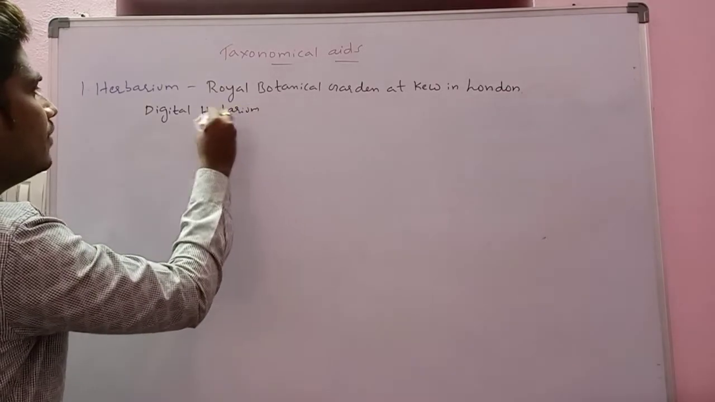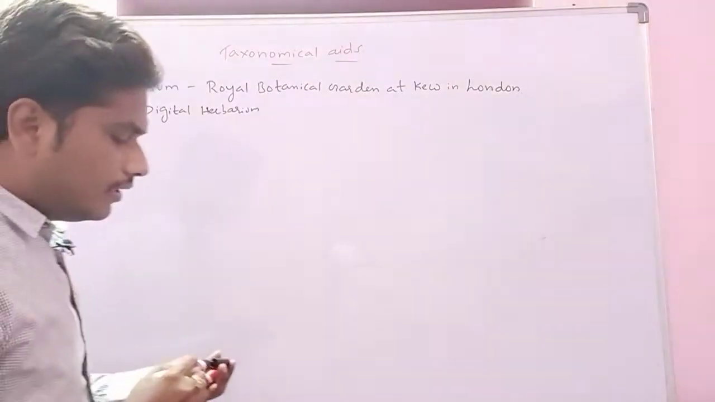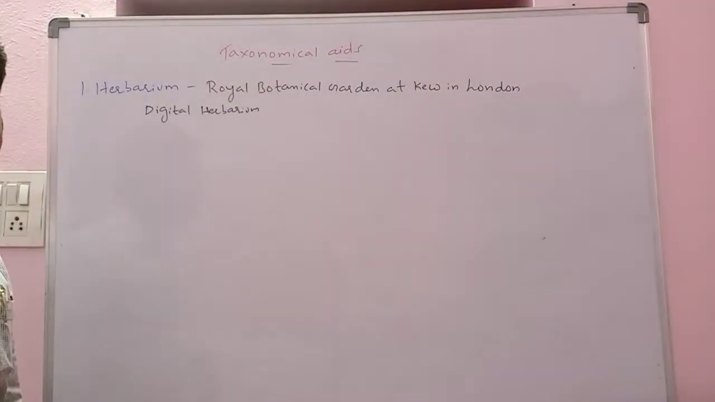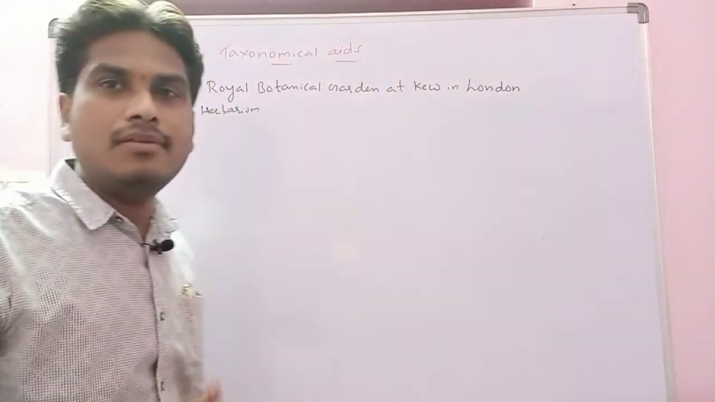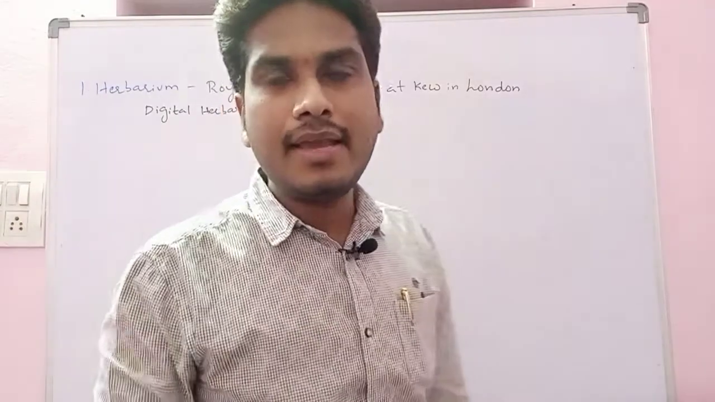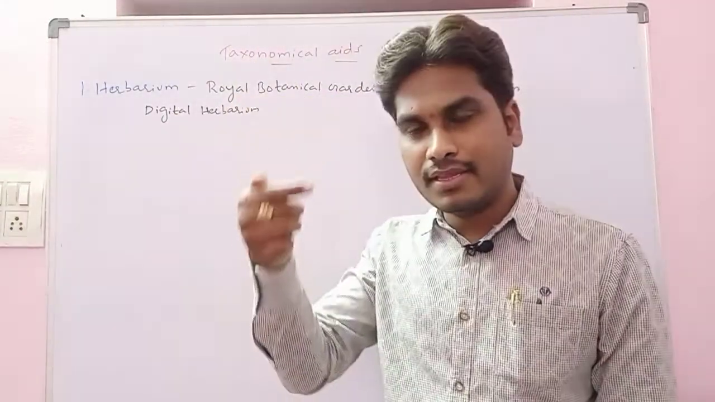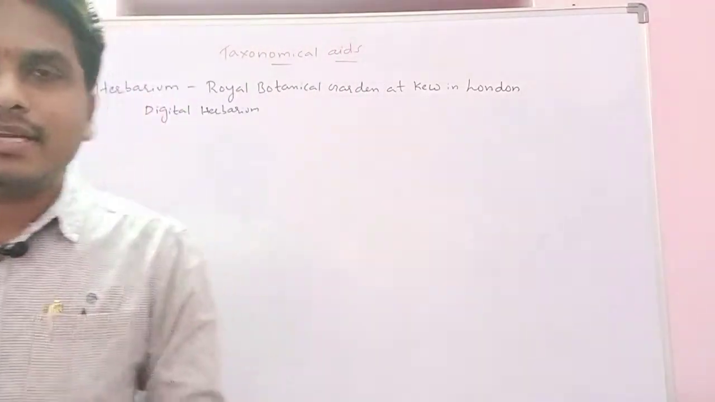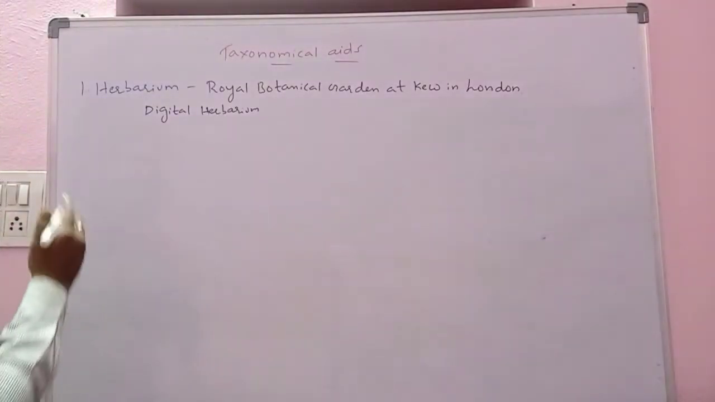Online, we can see the photos of all the plants here. The digital herbarium is also available in the Royal Botanical Garden. That means by browsing online we can get all the plant characteristics. We can see all the plants here and get all the information about the plants. That is the herbarium. And the second one we are seeing is the Botanical Gardens.